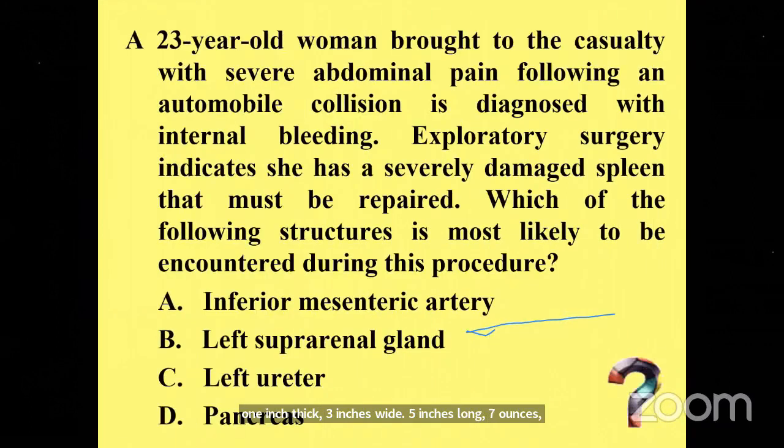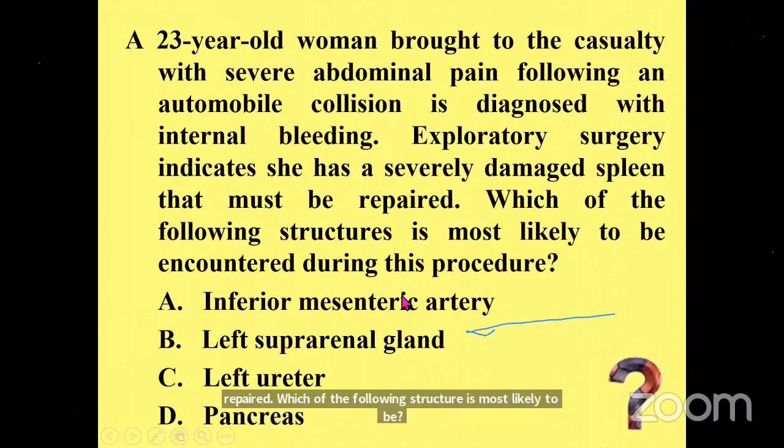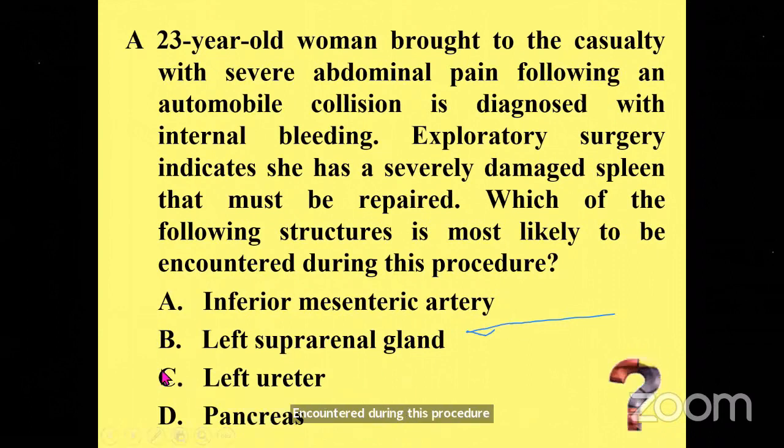11th ribs. A 23-year-old woman is brought to the casualty with severe abdominal pain following an automobile collision. And after that, she is having severe pain, internal bleeding. Exploratory surgery indicates that the spleen has been damaged severely and it should be repaired. Which of the following structures is most likely to be encountered during this procedure? Inferior mesenteric artery, left suprarenal, left ureter, pancreas. They should be aware of which structure lying in close proximity with the spleen.